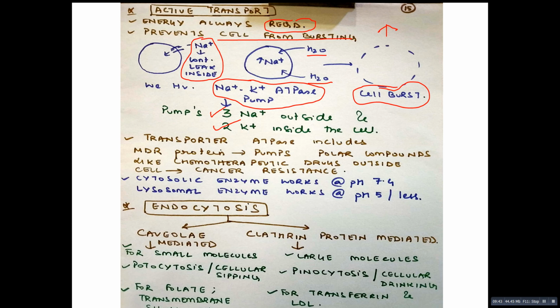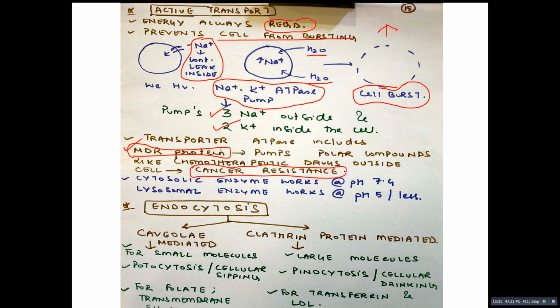Now, another protein which makes use of active transport is the MDR protein. MDR stands for multi-drug resistant protein. They pump polar compounds like chemotherapeutic drugs outside the cell. So what will happen if cancer cells pump out the chemotherapeutic drugs? The cancer cells will become resistant and this will lead to treatment failure. So active transport is also responsible for treatment failure, and the protein in question is the MDR protein, or multi-drug resistant protein.